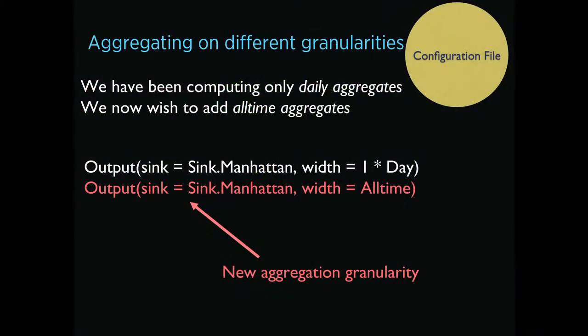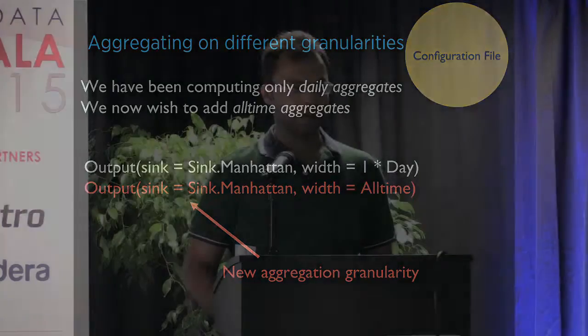Okay, now say I've been aggregating on daily aggregates. I now want to produce an all-time aggregate. So how many impressions has this tweet gotten in all time? Or I want to produce hourly aggregates. If you remember, my configuration file had an output block which said the sink and the granularity. I now add a single line to my granularity which says width equals all time. And I again run the Tsar deploy tool, and it would begin to generate all-time aggregates for me as well going forward.